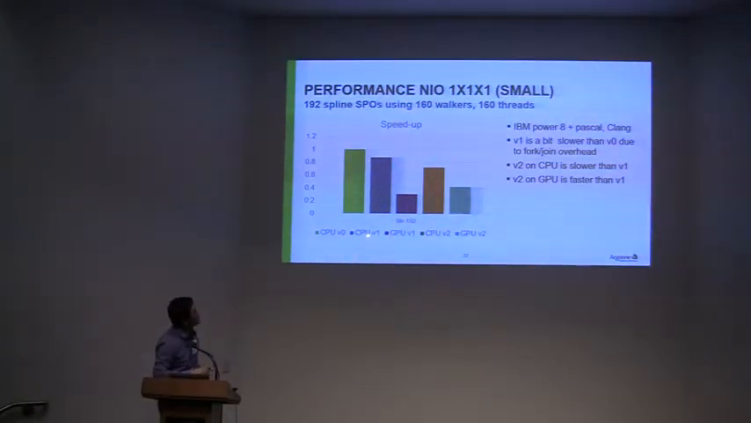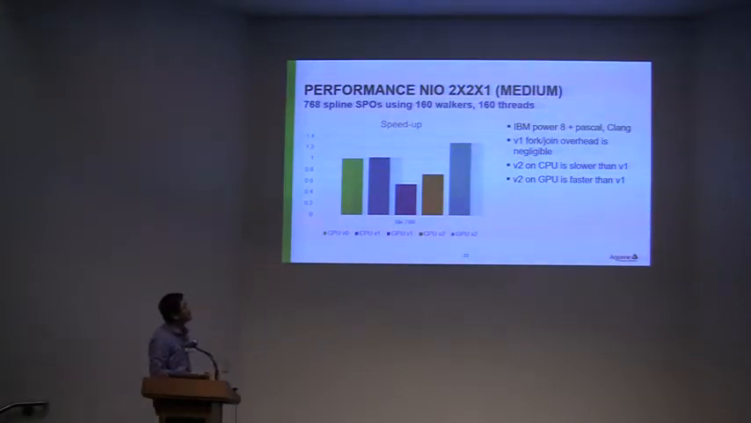Then we run this V1 on GPU. Oh, the performance is not nice. It's much slower compared to the CPU. By the way, this is on Power 8 and Pascal. CPU means Power 8, and Pascal is the device, with the Clang compiler. Then I switch to V2, and clearly I lose performance on the CPU compared to V1, but I gain performance on the GPU, still not very satisfactory.